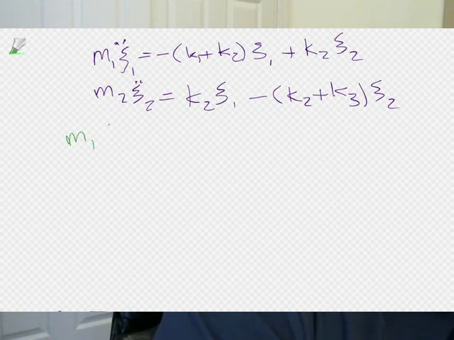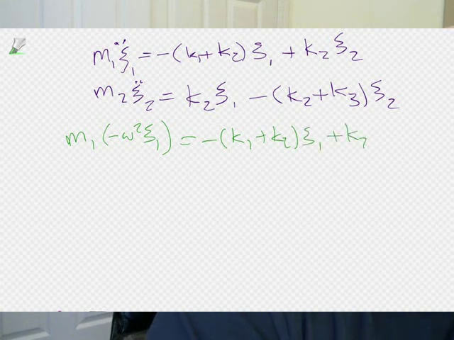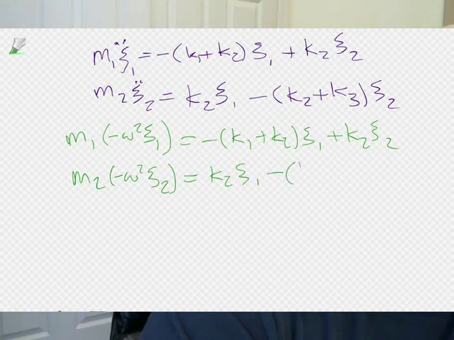On the left side I have m1 times psi 1 double dot, which was just minus omega squared psi 1, is equal to minus k1 plus k2 times psi 1 plus k2 times psi 2. And likewise, m2 times minus omega squared psi 2, because psi 2 double dot is minus omega squared psi 2, is equal to k2 psi 1 minus k2 plus k3 times psi 2.